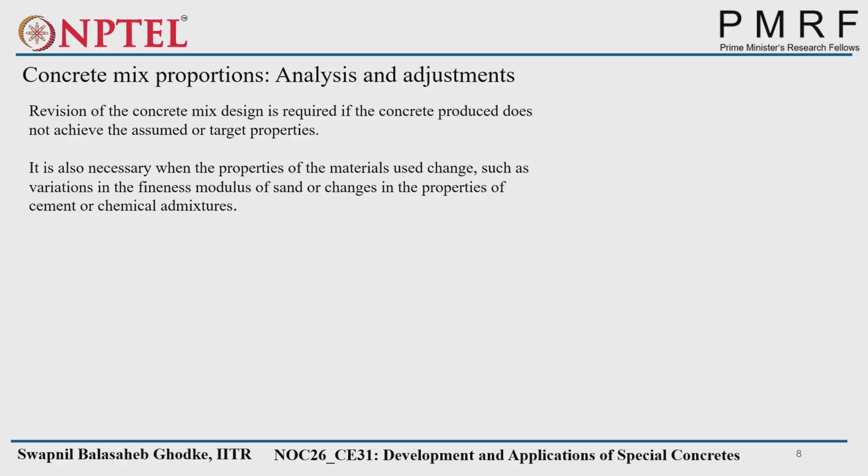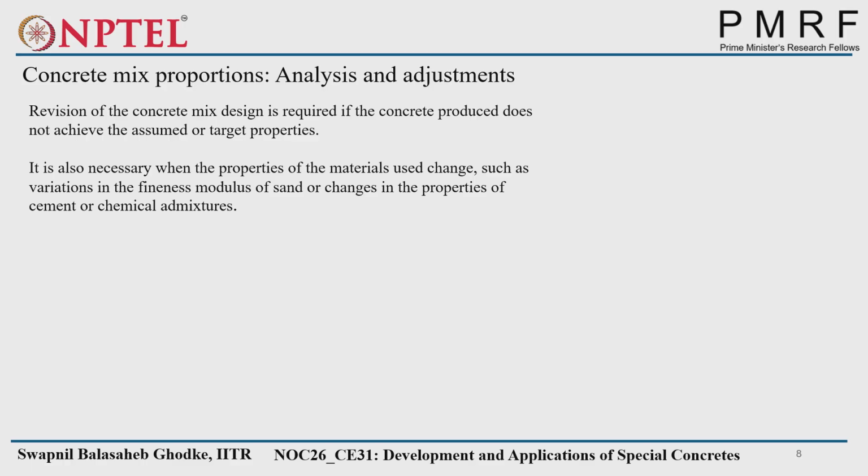Further, concrete mix proportions, analysis and adjustment. So we design the mix. Suppose we design the mix. Now, we just saw the example. We design for 30 MPa, but we are not getting the desired properties, such as proper workability. Suppose we require an 80 mm slump, but we are getting more, 90, or less. And whatever strength we required, we are not getting the desired strength.